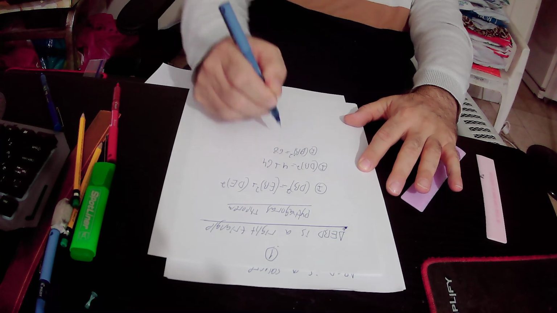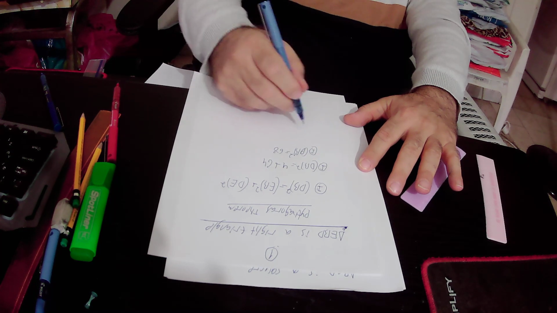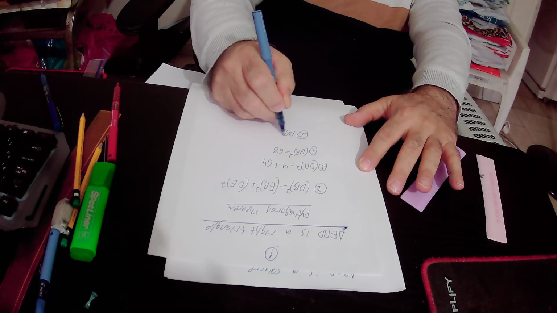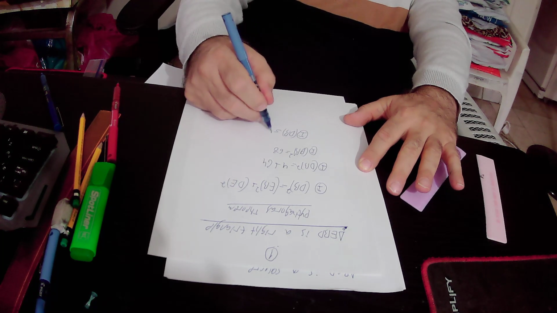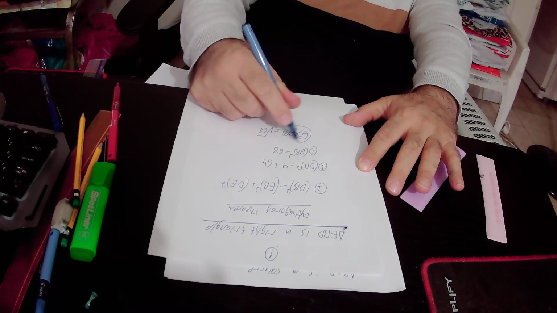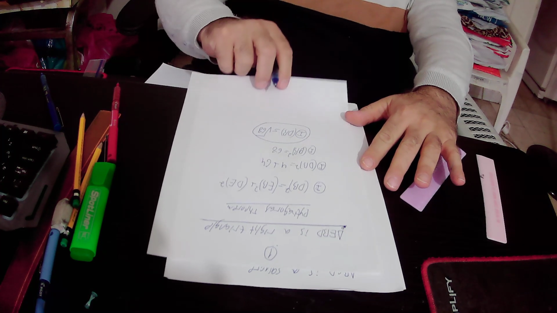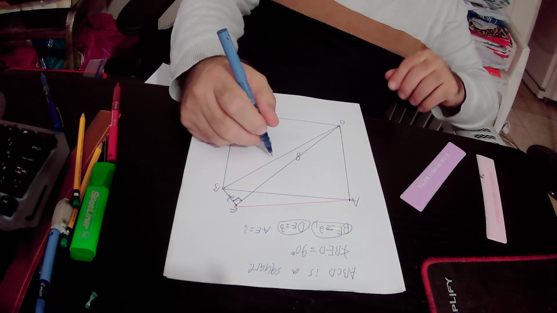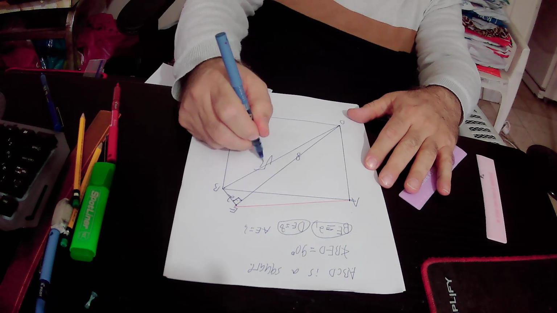Here we will take a root out of equation number 1, and we will get that DB equals the square root of 68. We found out that DB equals the square root of 68. So we can write here that DB equals the square root of 68.